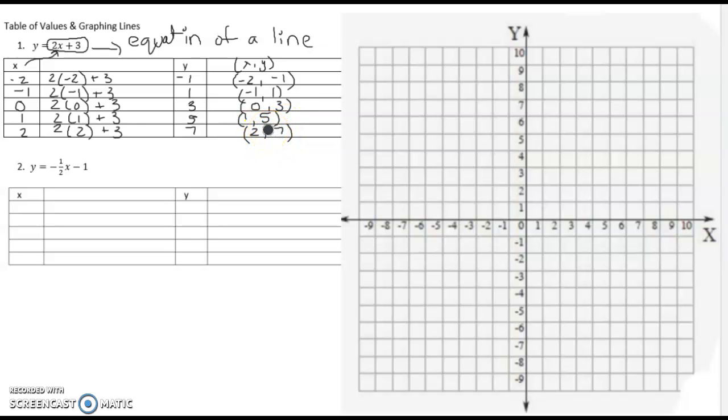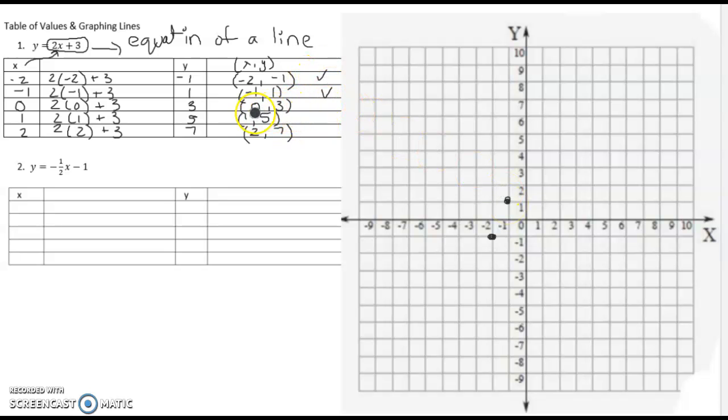So now we can plot these points on the graph. So the first one, x was negative 2 and y was negative 1, so this one right here. We'll put a dot there. Next, x is negative 1, y is positive 1. So negative 1 and positive 1. Put a dot, so we did these two so far.